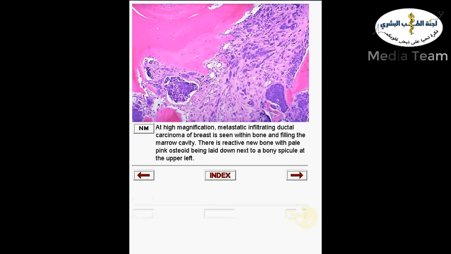Now, how do we see metastasis under the microscope? It just looks like the primary. For example, breast cancer, how it looks in the breast, we have the same tumor cells, just present where? In the bone.